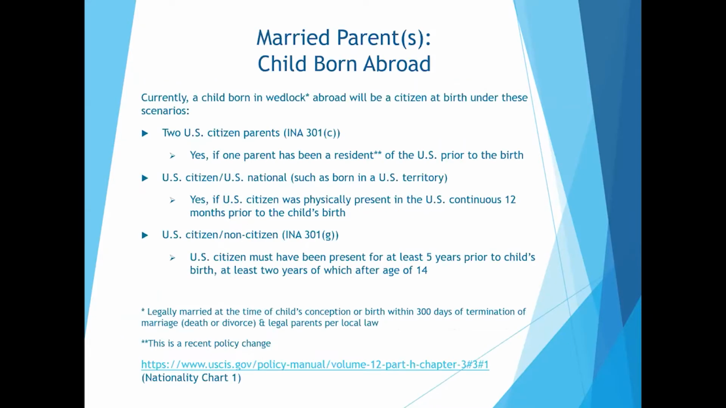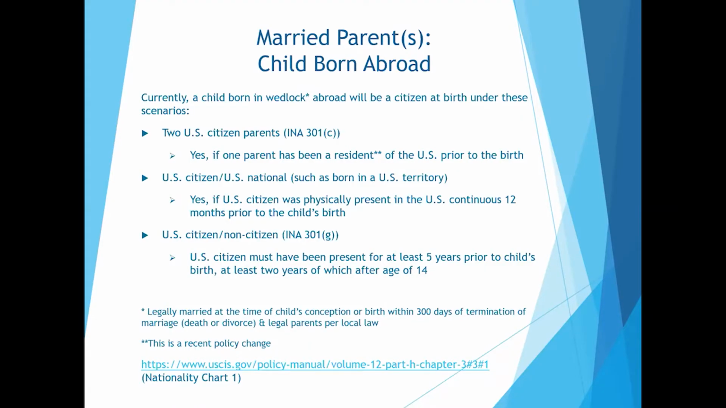So these first couple of slides give you multiple scenarios for children who are born abroad. This first one is talking about children with married parents. And as you can see, there are variations on that, where either both parents are citizens, one is a citizen and a national, and the other is a citizen and a non-citizen. There are different physical presence requirements, and the really important thing is that in wedlock is determined by being legally married at the time of the child's conception, or if the birth was within 300 days of the termination of that marriage, either death or divorce. And it has to be married and legally parents per local law.